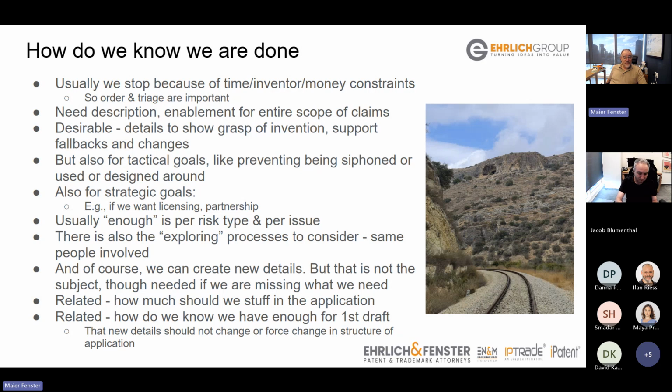And it's desirable to have details that show the grasp of your invention, support fallback, and support changes, because they will happen. But you also want details for other reasons, like what I call tactical goals, to prevent you being designed around, or for strategic goals. For example, if you want to license a patent. And the word enough basically means what kind of risk am I willing to take? And you need to leave time and energy for other processes like exploring or patent mining. It's usually the same people involved, and you have a time limit.